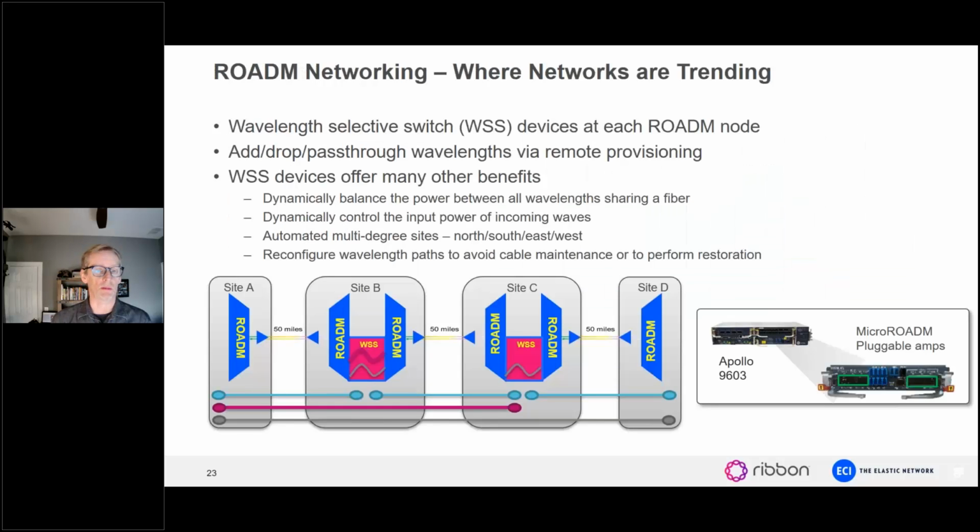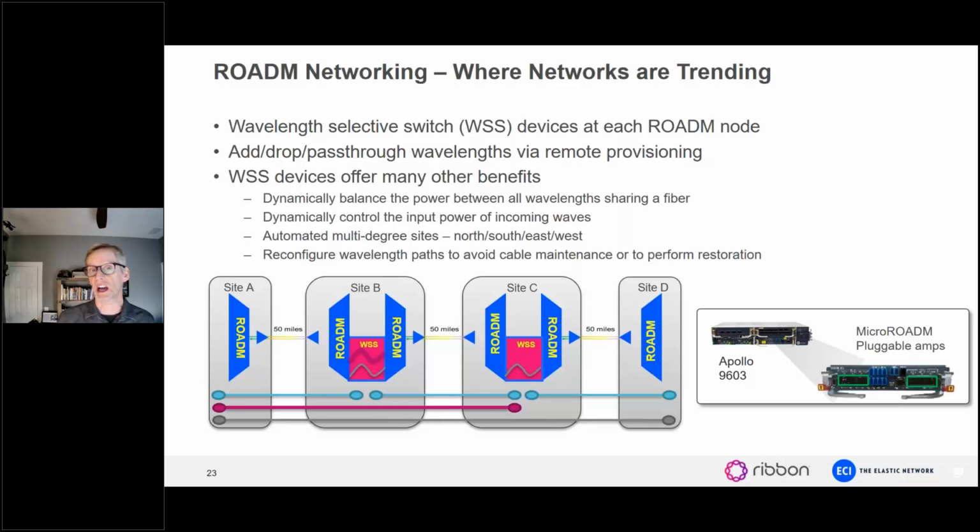But moving into ROADMs, that's where really the world is going. You use a device, and it's shown there in Site B and Site C as that kind of pink thing with the squiggles in it. And that's called a wavelength selective switch, and you use those devices at each ROADM node. And now I can just send a software command, and the WSS, the wavelength selective switch device, will either add, drop, or pass through wavelengths based on that software command.